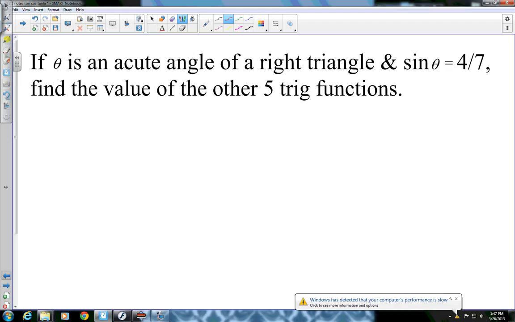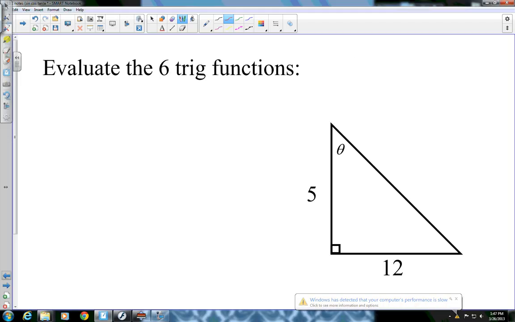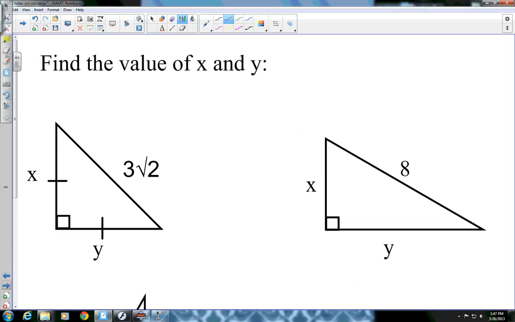Okay. There it is. So, one type of problem you're going to have today, that's not that one. There we go. That's what I'm looking for. Okay.